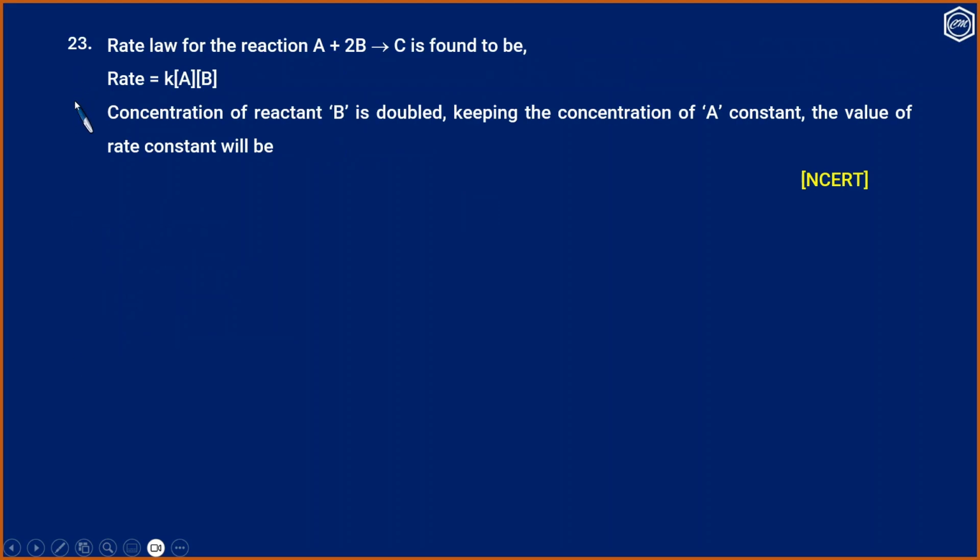Question number 23. Rate law for the reaction A plus 2B giving C is found to be rate is equal to k into concentration of A into concentration of B. Concentration of reactant B is doubled, keeping the concentration of A constant. The value of rate constant will be doubled, same, quadrupled, or halved. The rate depends on concentration of the reactants, but the rate constant is independent of the concentration. So the answer should be option 2.